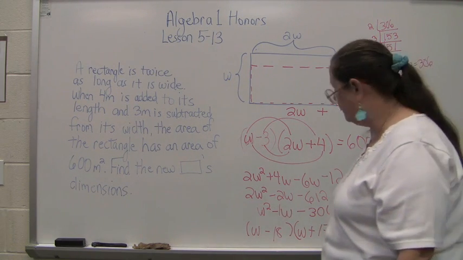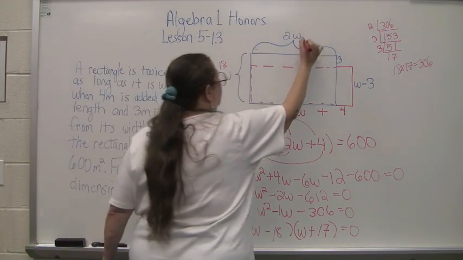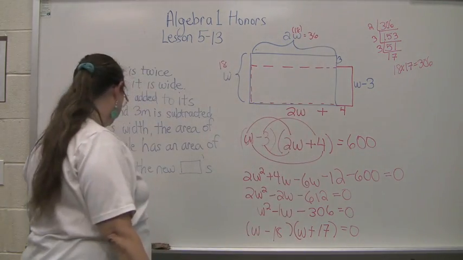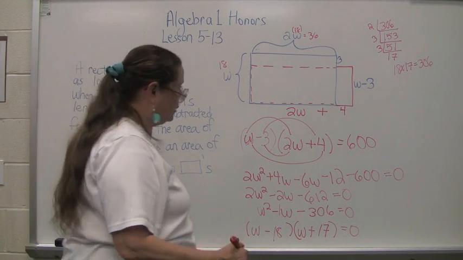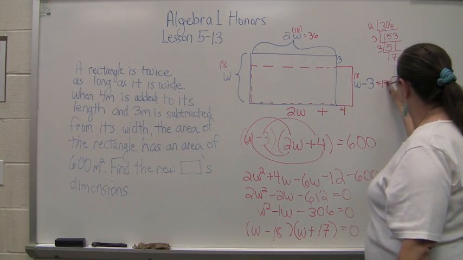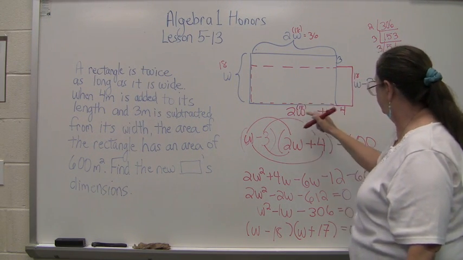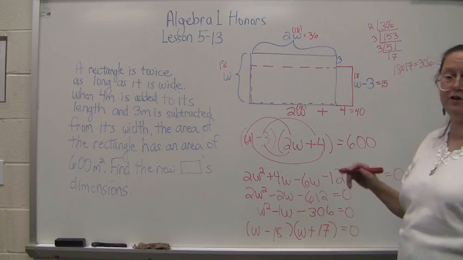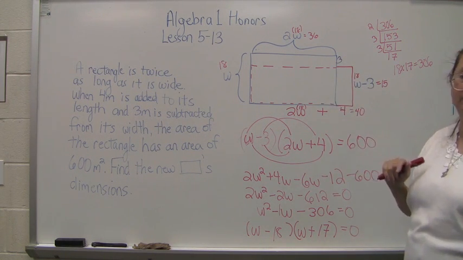So we know that our original rectangle is 18 by 36. And let's see, what does it ask? It asks for the dimensions of the new rectangle. So the red rectangle, well, put our 18 there, that's going to be 15. Put our 18 here, 36 plus 4, that's 40. So our changed rectangle is 15 by 40. Our original one is 18 by 36.